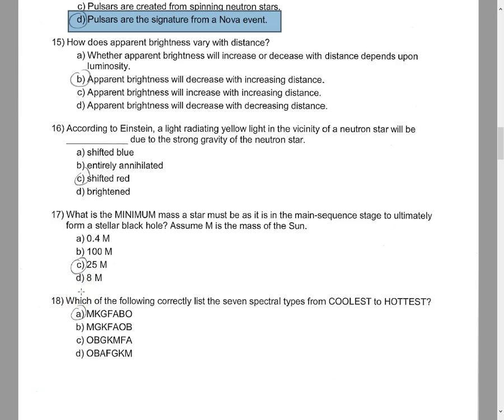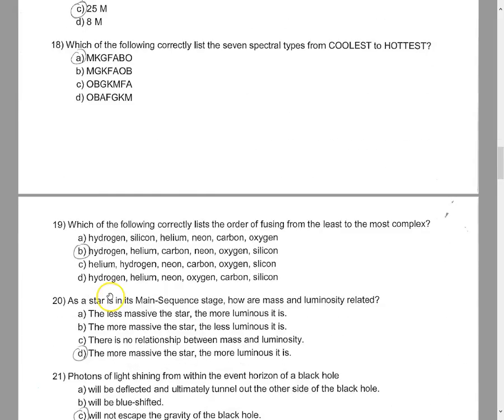Question 18, I wanted you to list those 7 stellar spectral types in order of the coolest to the hottest. So it's O, B, A, F, G, K, M: "Oh, be a fine guy, kiss me," backwards. So A is the best answer there.